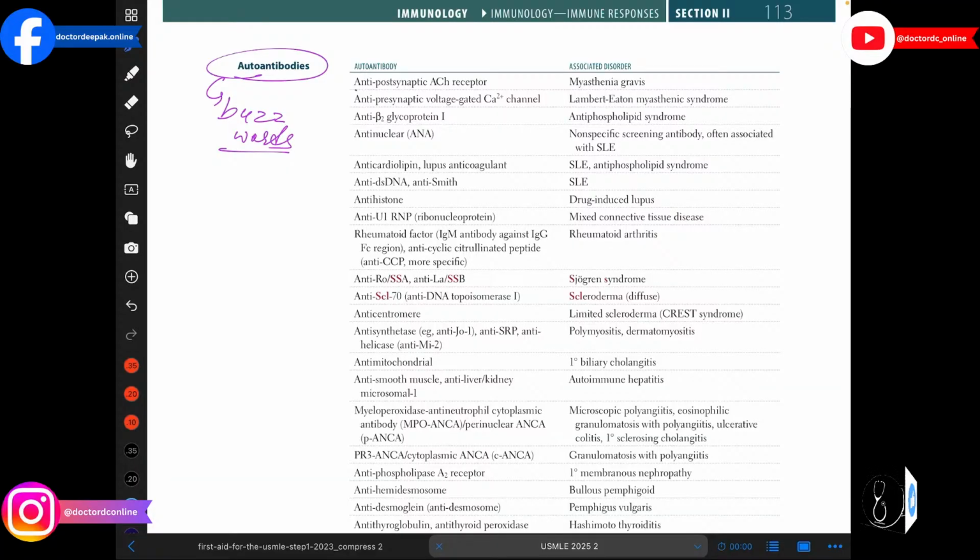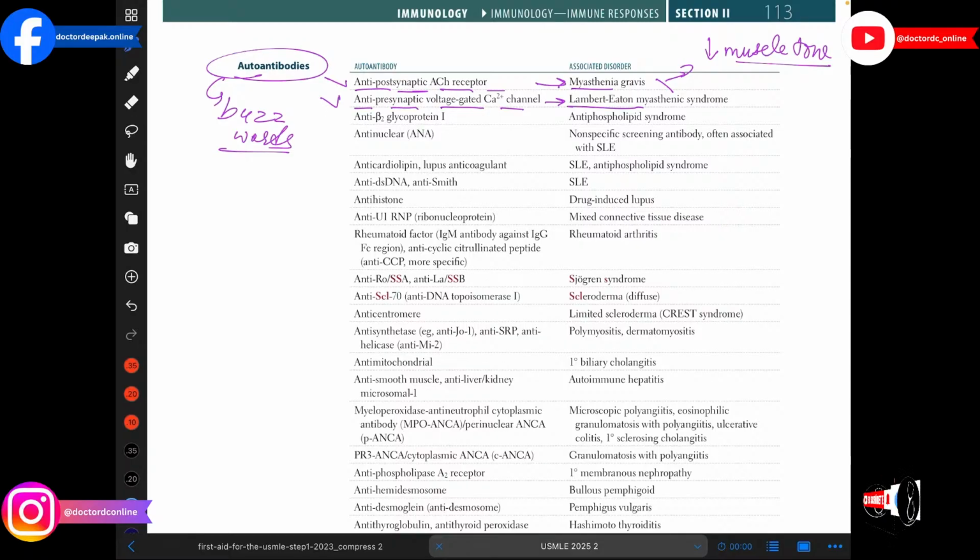For example, the first antibody is anti-postsynaptic acetylcholine receptor, which is associated with myasthenia gravis, and anti-presynaptic voltage-gated calcium channels, which is associated with Lambert-Eaton myasthenic syndrome. In both diseases, there will be decreased muscle tone or weakness, and the clinical presentation may be the same. But the most important thing that differentiates both diseases is the autoantibodies.